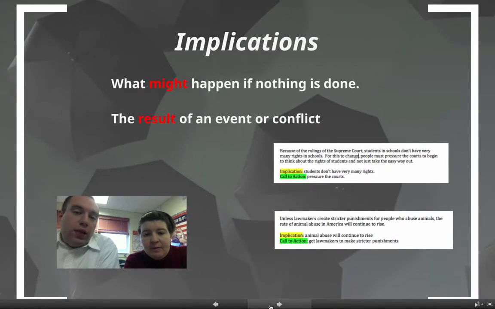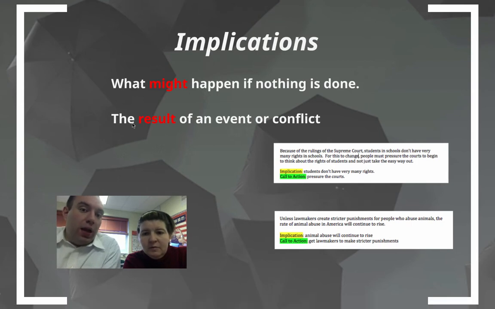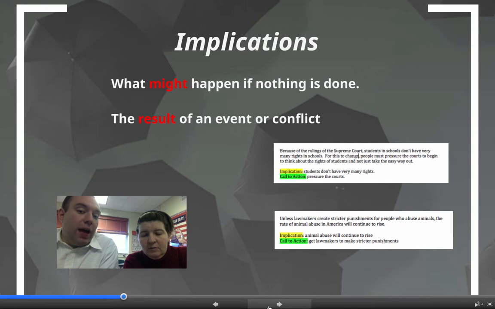Okay, so the first thing that the rubric mentioned was implications. So let me show you a couple of examples of how you can put implications into your call to action. So an implication is what might happen if something is done or not done, or the result of an event or conflict. So like what's gonna happen. And this might be where you have to put your analysis in, because it might be your thinking about what's gonna happen next if something doesn't occur. It might not come from the text. So let me give you a couple of examples.